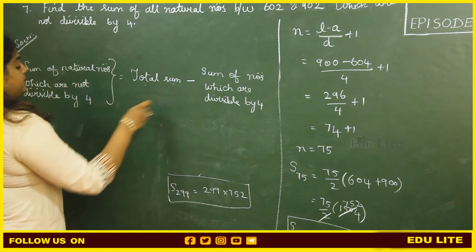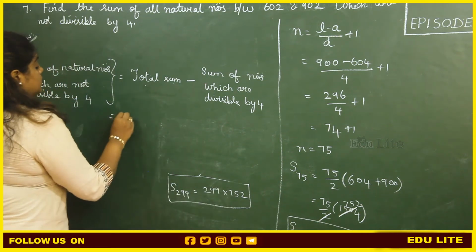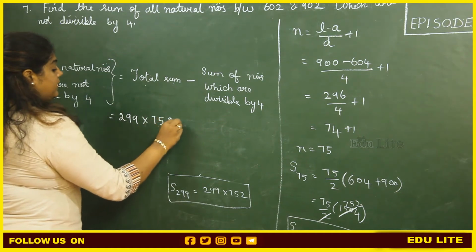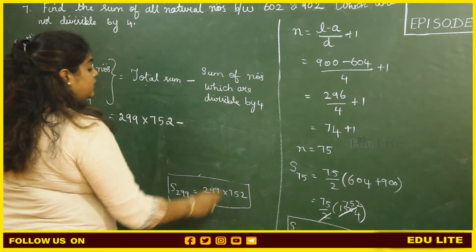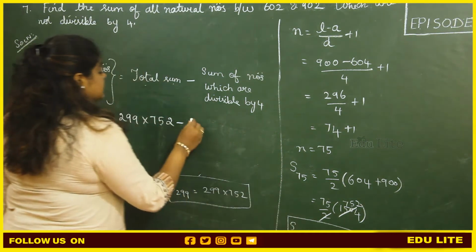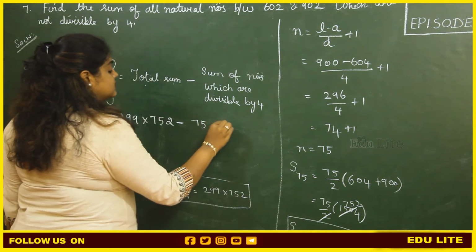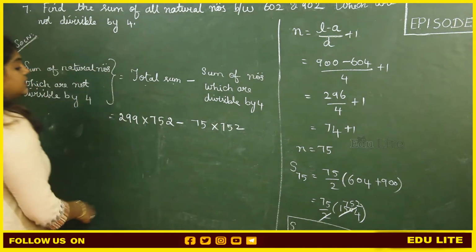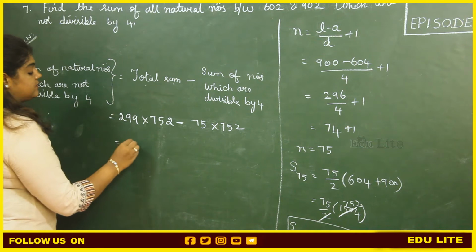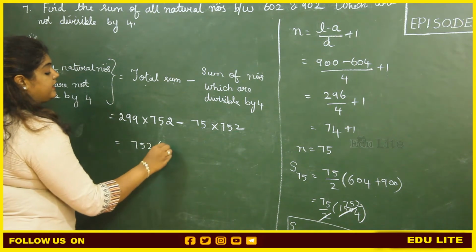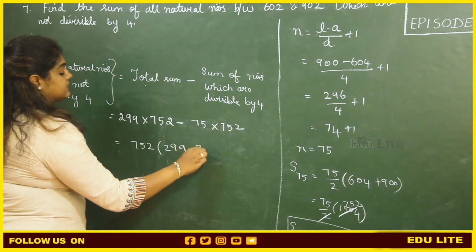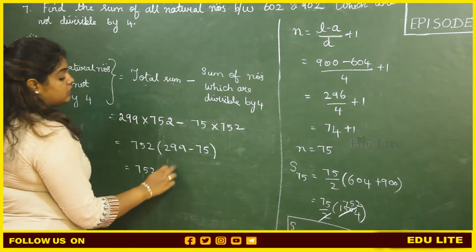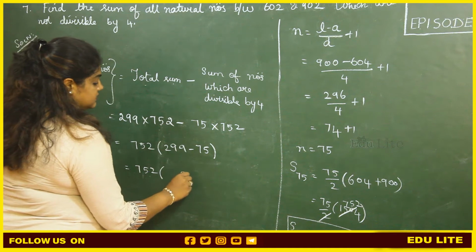So the total sum is 299 into 752, minus the sum of natural numbers which are divisible by 4, which we got as 75 into 752. Next, 752 is common in both the terms, so let us take it in common. The remaining will be 299 minus 75. Therefore, 752 into (299 minus 75).